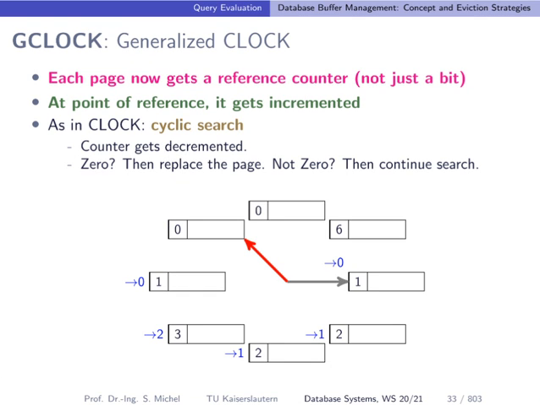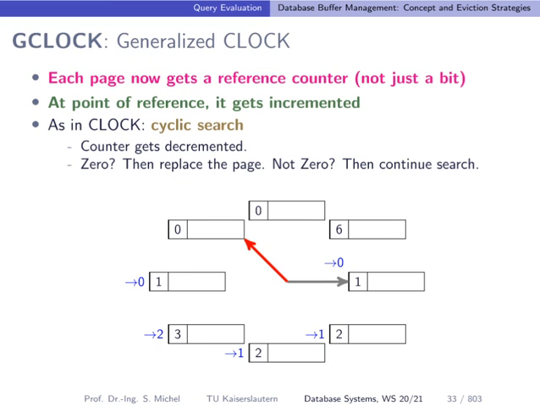There have been different extensions proposed to clock, and what we will see here is the so-called generalized clock. As the illustration already tells you, we are now allowing reference counters and not anymore a single bit. So you have a 2 here, as you can see. Before it was only 0s and 1s. And it's the same as in clock.